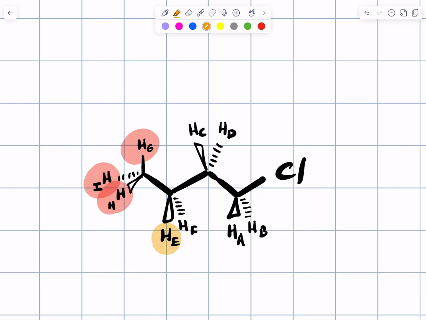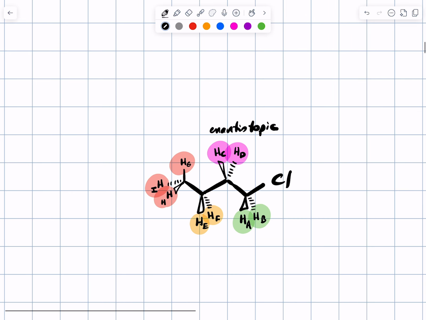They are enantiotopic because they are interchangeable by a mirror plane of symmetry. The mirror is the plane of the page. Okay, what's in front is a reflection of what's in back. Same with C and D. C and D are enantiotopic, and A and B are enantiotopic. Okay, we expect 4 different NMR signals in this molecule.